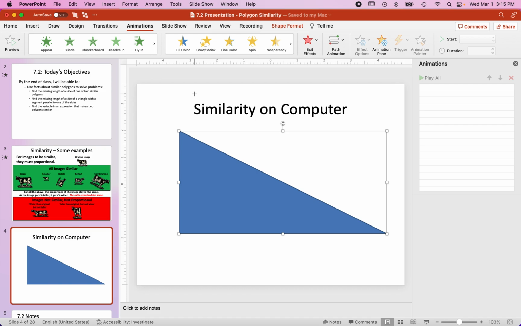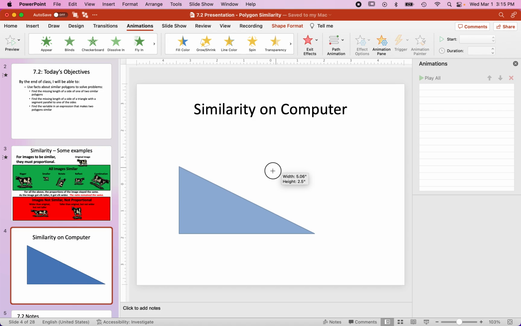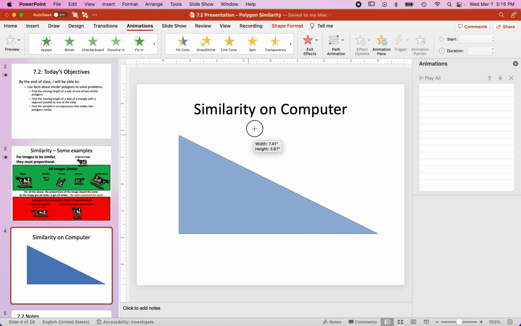So on a computer, if I hold down the Shift key, which I'm doing right now, and I grab this image on the corner and I pull on it, no matter where I pull, it's going to stay similar. The ratio of the width to the height is always going to stay the same.